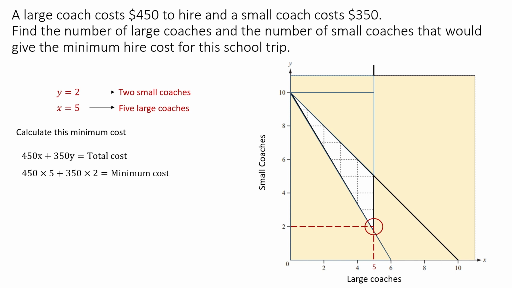Now we're going to replace the values of x and y, giving us 450 multiplied by 5 plus 350 multiplied by 2. We got 2250 plus 700, and now we got 2950 is the minimum cost of hiring this amount of coaches.